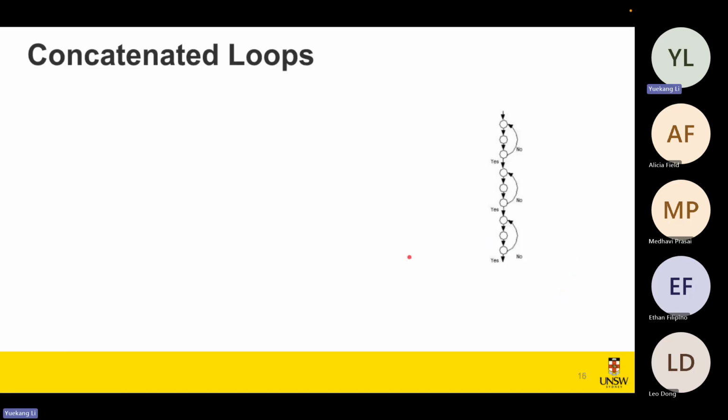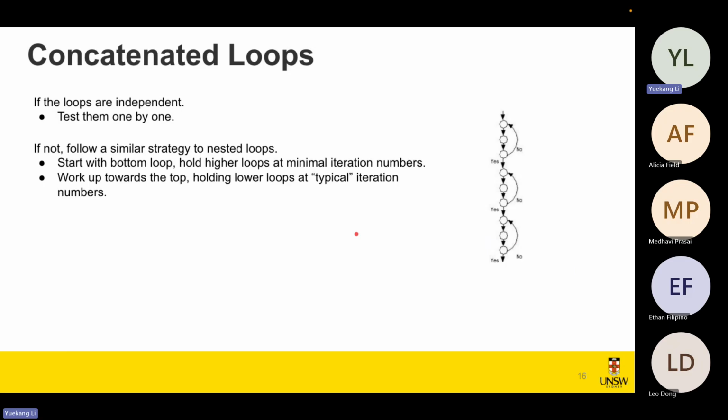And apart from nested loops, where we have loops inside the loop, we can also have concatenated loops, where we chain some loops up. In this case, if the loops are independent, it's very easy. We just test them one by one. We go through the different loops and try out the special values for each one of them. So this is very straightforward.